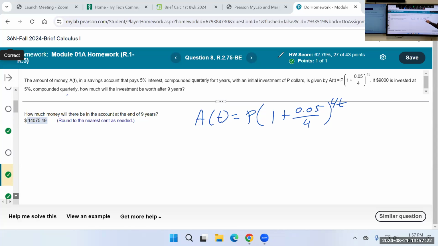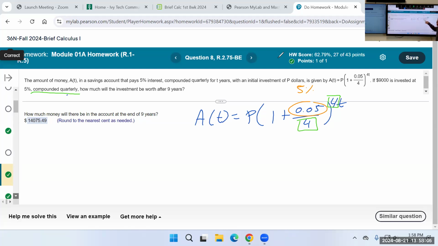Where does this 0.05 come from? This comes from the 5%. That's the rate at which we get interest. So it's 0.05. So they converted that. Now, what about this 4 here? We have a 4 here and a 4 here. Is it a coincidence they're both 4? Where did the 4 come from? Are they related? Yes, they are. They are compounded quarterly. So 4 times a year, this account is compounded. So that's where the 4 comes from.